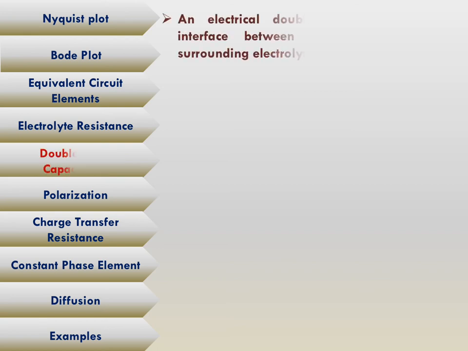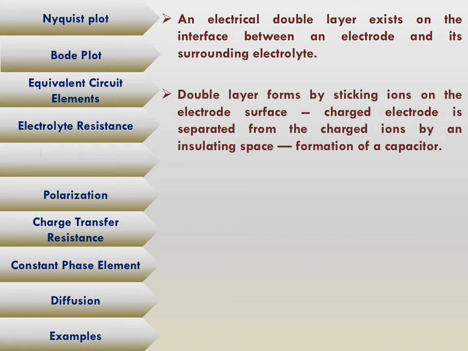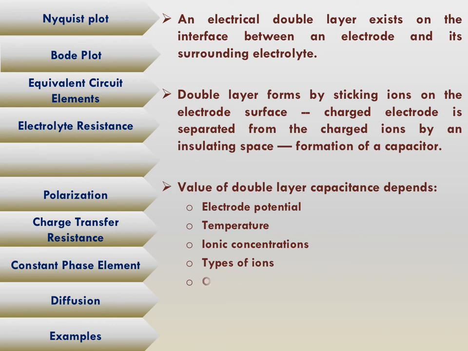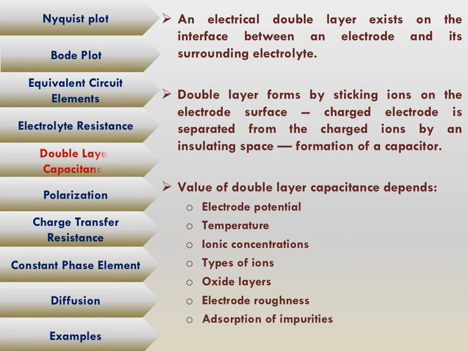Double layer capacitance. An electrical double layer exists on the interface between an electrode and its surrounding electrolytes. Double layer forms by sticking ions on the electrode surface, then the charged electrode is separated from the charged ions by an insulating space, and this capacitor formation takes place. The value of double layer capacitance depends on electrode potential, temperature, ionic concentrations, type of ions, oxide layers, electrode roughness, and absorption of impurities.